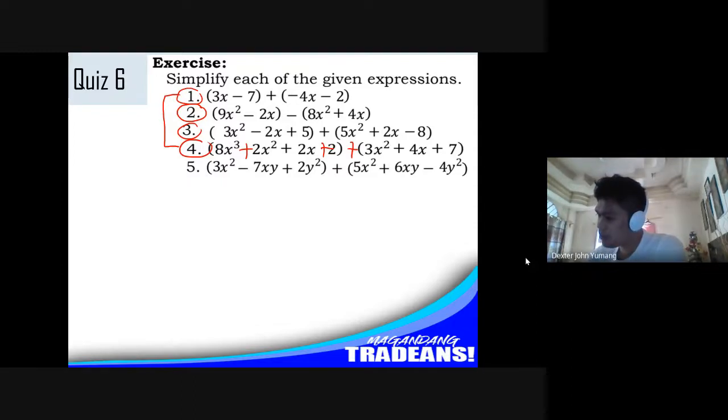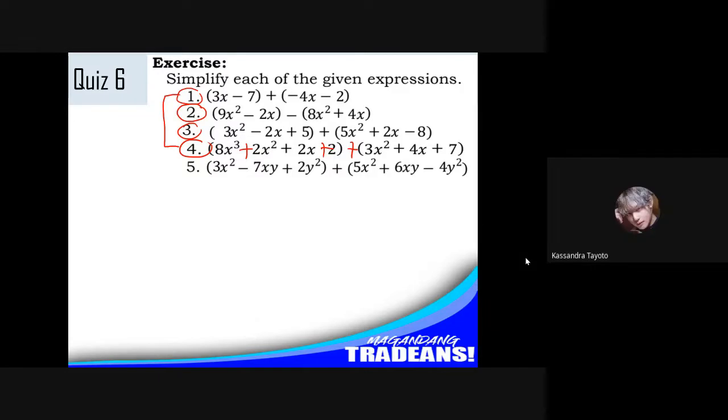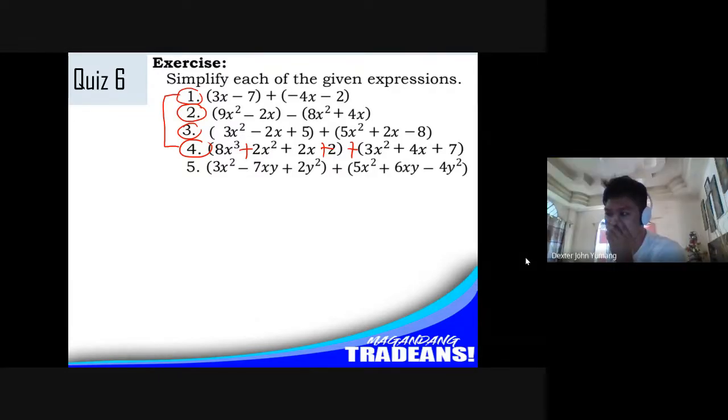Okay, let us check number 1 only. Ready na ba? Just number 1. Ready na po ba? Opo. Okay, ready na daw po. Okay, in 5, 4, 3, 2, and 1. So let's check number 1. Number 1 only. Don't worry, number 1 pa lang po. Para meron pa kayong guide.